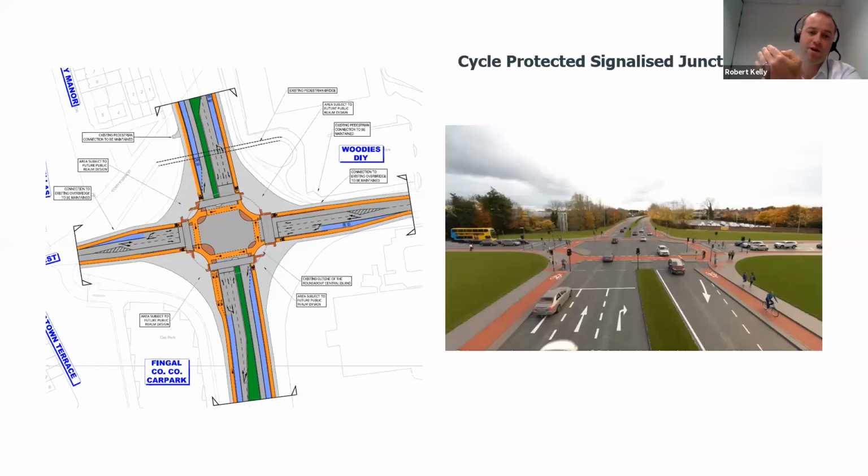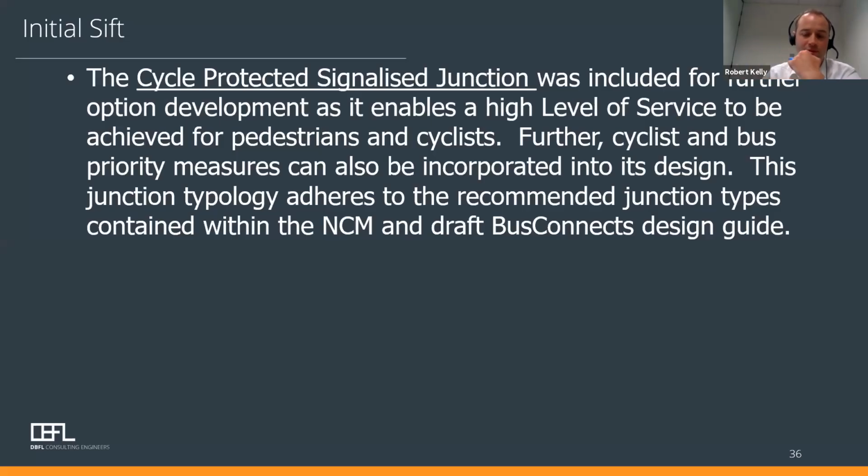Then there were 2 other variants that were considered, and obviously the cycle protected signalised junction, which is a junction type which has been rolled out broadly as part of the BusConnects scheme across the city. It provides an advanced level of protection for cyclists at key conflict points of the junction, as distinct from the previous option, which had basically cyclists travelling through the junction at grade and unprotected from particularly left turning movements of motorists. So that was considered to be passed forward, and while it's not in the NCM, the NCM has been updated at present, and it is considered as part of the draft BusConnects design guidance.